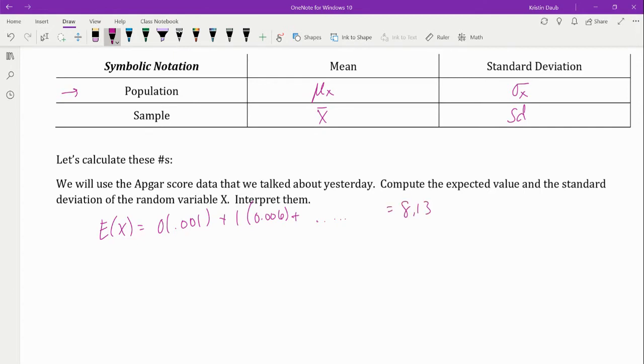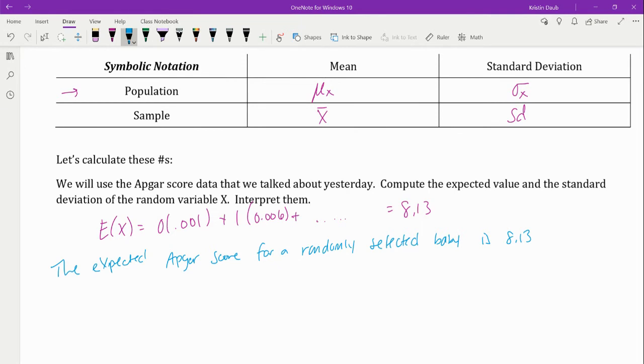And I got 8.13. Again, this is enough work to show for the expected value. The interpretation of the expected value is the expected APGAR score. And I don't know why I capitalized expected here. We don't really need to do that. And this is the expected score for a randomly chosen baby. And that is 8.13. And I don't think we have units. If I did have units, I would want to put them there, whatever the context of it, just points maybe or the score.